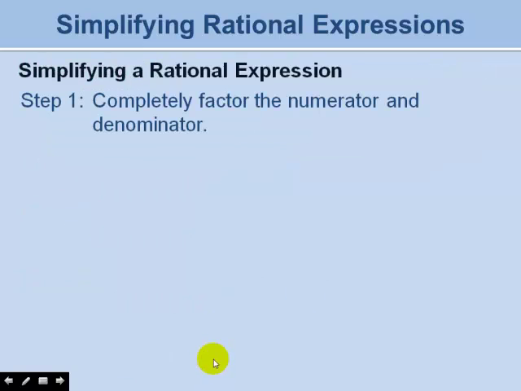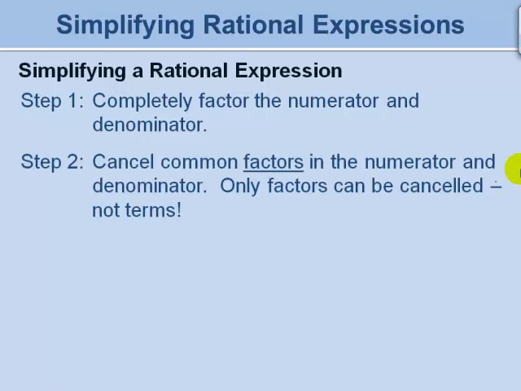So let's look at some steps for simplifying a rational expression. The first step that we need to do is completely factor both the numerator and the denominator. And the reason for doing this is that if you already have everything factored, then it won't be so tempting to cancel out things that are only terms. Once you have everything factored, then it's easier to identify what the factors are and if there are any factors in common, so that you're canceling out the appropriate things. So that's the first step.